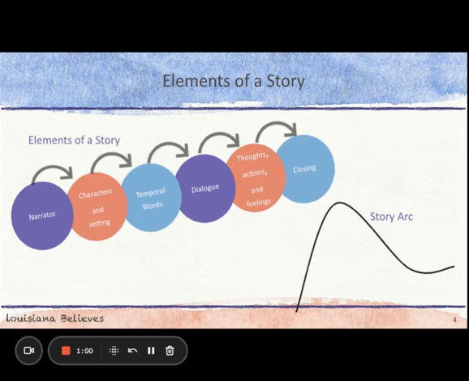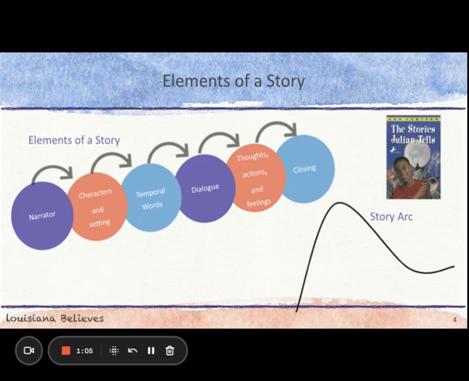In the unit, The Stories Julian Tells, you will be focusing on a group of short stories told by your main character, Julian. This book will be used as a model in this video to highlight the important components of narrative writing.